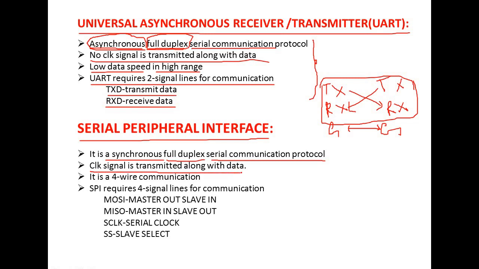First point. It is a four-wire communication. Your UART is a two-wire communication. SPI is a four-wire communication. It requires four wires for transmission and reception. See, the first one is MOSI. MOSI means master out, slave in. That is, if master transmits the data, then slave will receive the data. It is called master out, slave in.